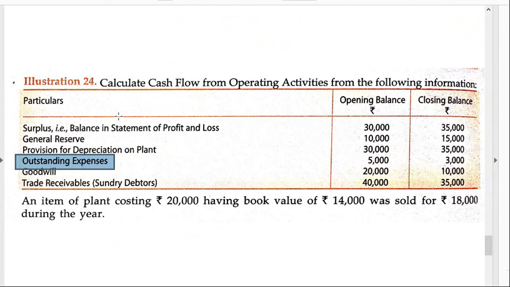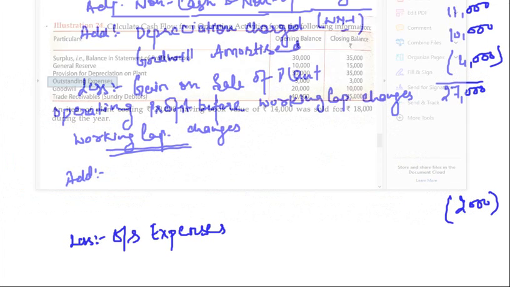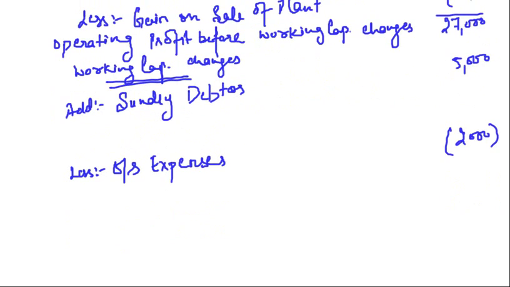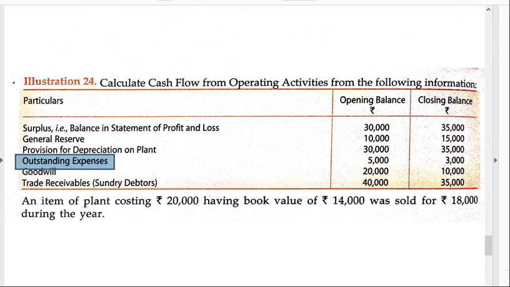Then, goodwill we have treated. Trade receivables, sundry debtors. Your sundry debtors have decreased from 40,000 to 35,000. That means you have recovered the amount to the extent of 5,000. Right? If you have recovered the amount, your cash from operations will increase. Your debtors will decrease and your cash will increase. If the cash is increasing, we will add back. The other thing is, I told you that current assets move in opposite direction. If there is a fall in the value of a current asset, we will add back that current asset. So I can say sundry debtors, I will add back 5,000. Clear?